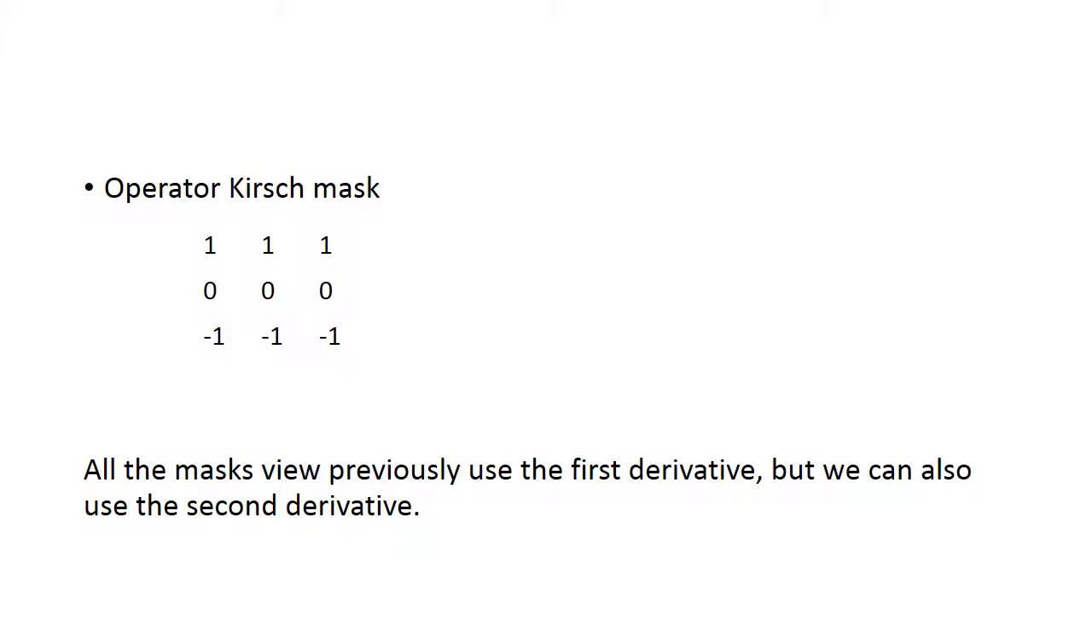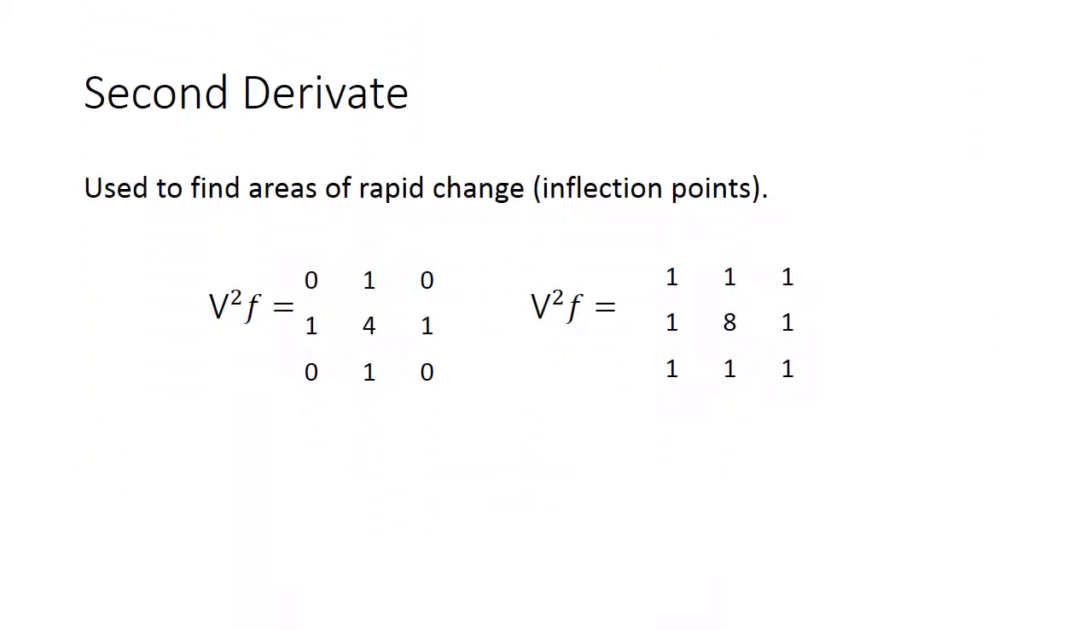And the Kirsch mask. This mask is used to find diagonal borders. All the masks mentioned previously use the first derivative, but we can also use the second derivative to find points of inflection. And the second derivative, that is used to find areas of rapid change or inflection points. Thank you very much. That's all.